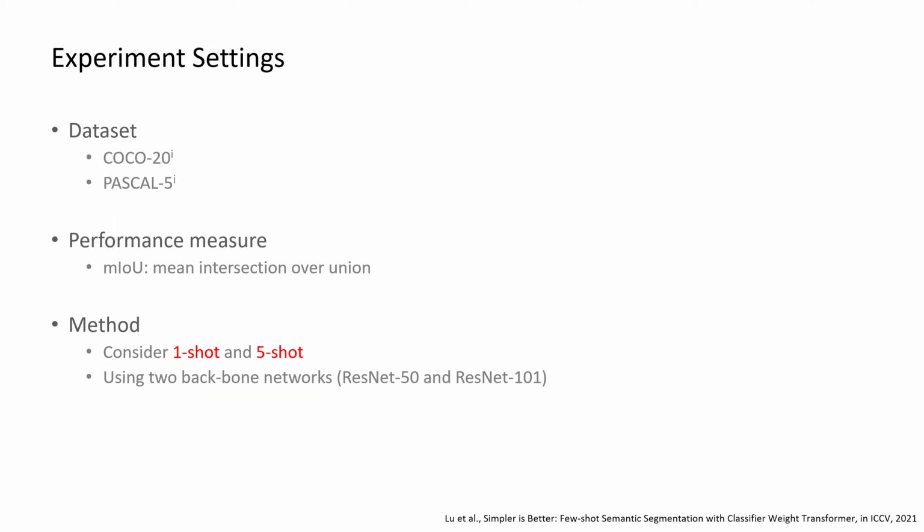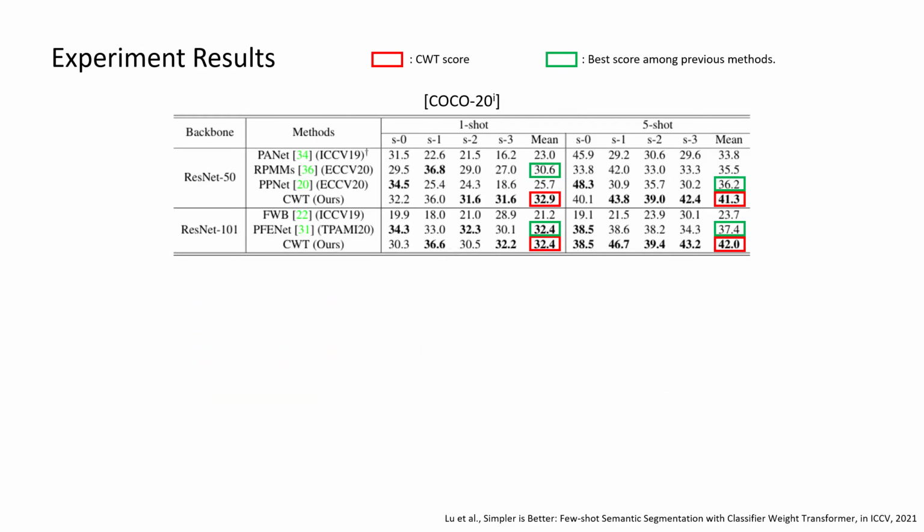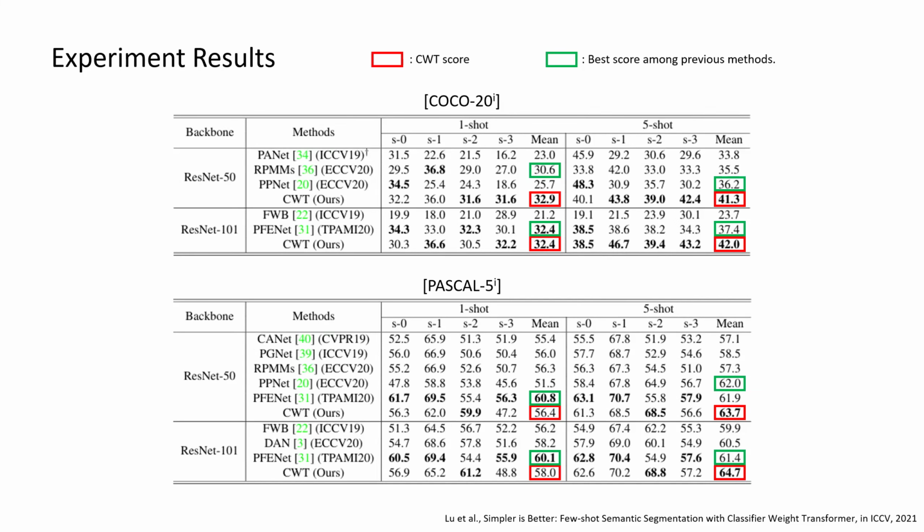In experiments, they used the COCO and Pascal datasets, which are famous datasets for few-shot semantic segmentation. Performance was measured by mIoU, and they considered two cases, 1-shot and 5-shot. The results show that on the COCO dataset, their model outperformed the previous best in both 1-shot and 5-shot. However, on the Pascal dataset, their model performs worse than the previous best in 1-shot, but shows better results in 5-shot.